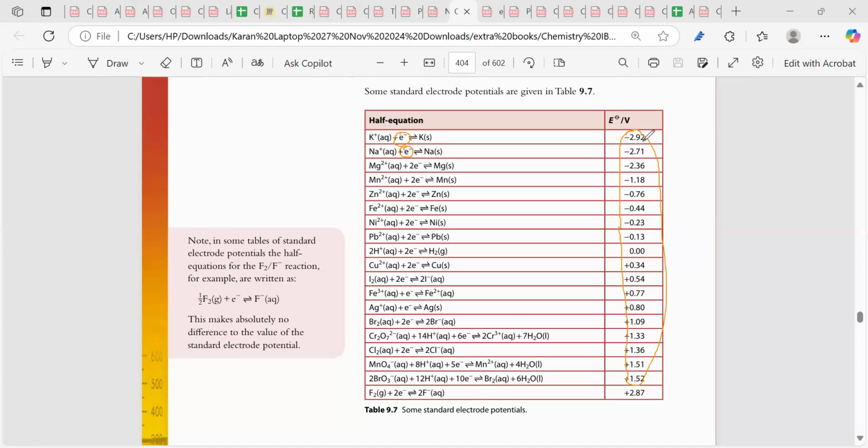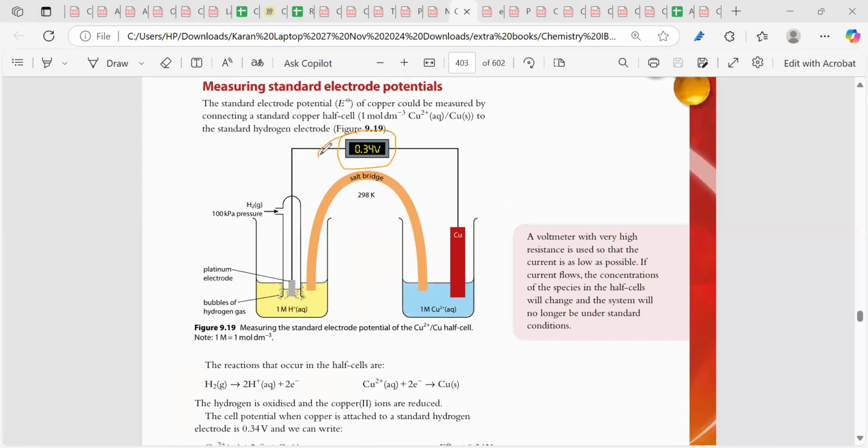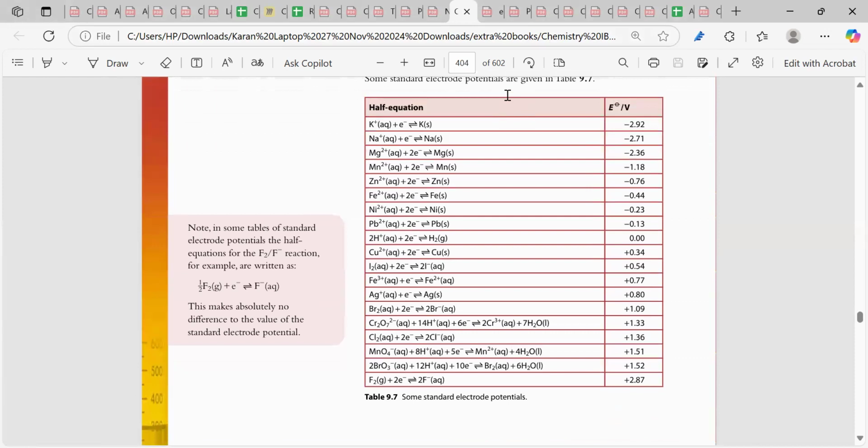What we're doing is putting all these individual half cells in the cathode one by one, and noting down the values of the voltmeter. This is very important: whatever values we get and note down will be the electrode potential of that half cell.